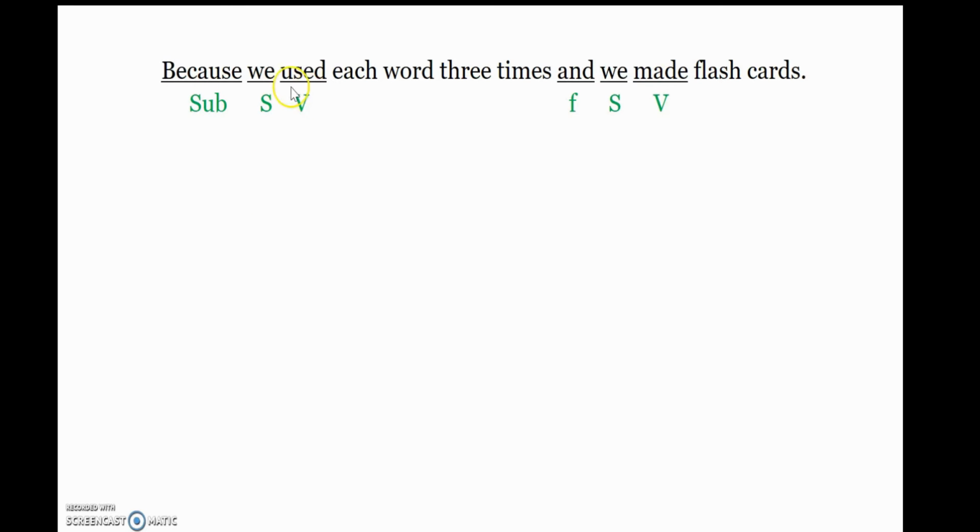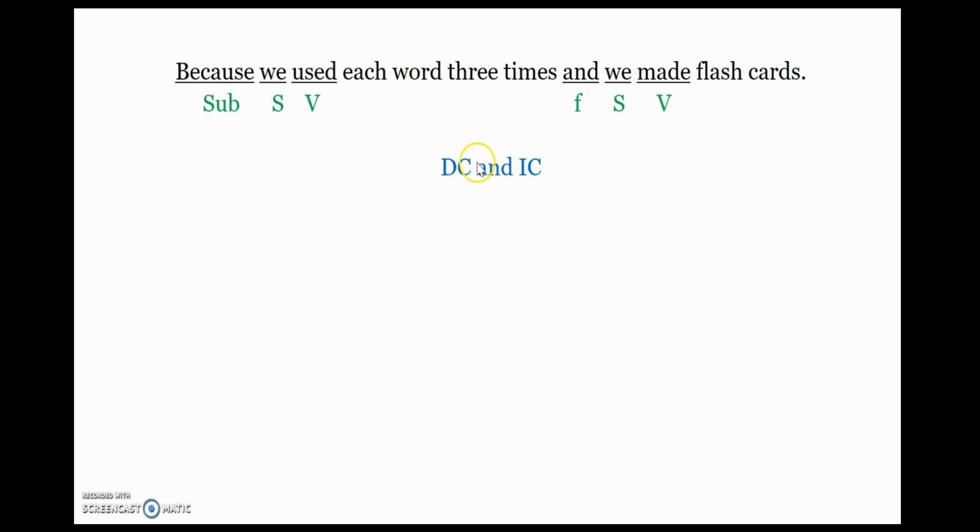We have a DC here connected with and. So we're connecting a DC with an IC and fanboys. There's no such formula. It's a wrong type of sentence. We do not connect DC and IC with and, with fanboys. We connect it with a comma, right? So what do we need to do? Well, there are 2 ways to fix it.